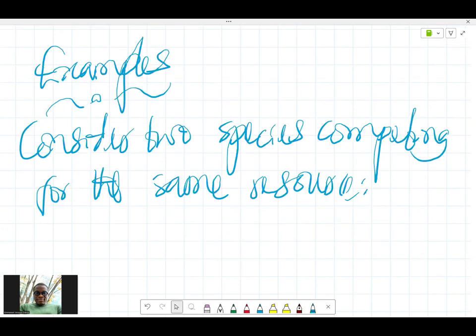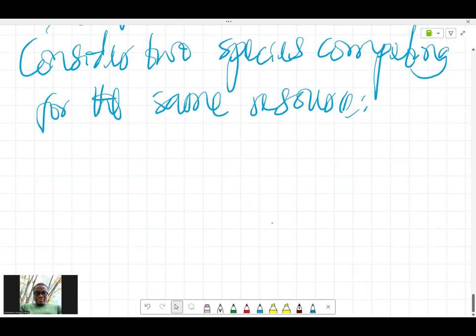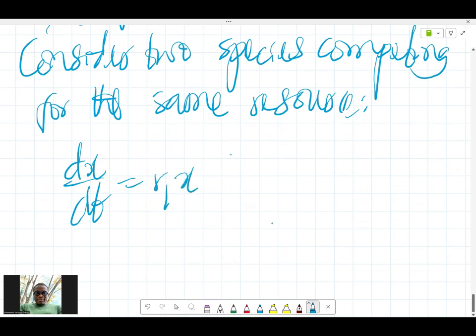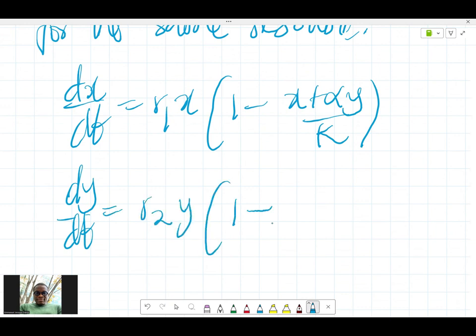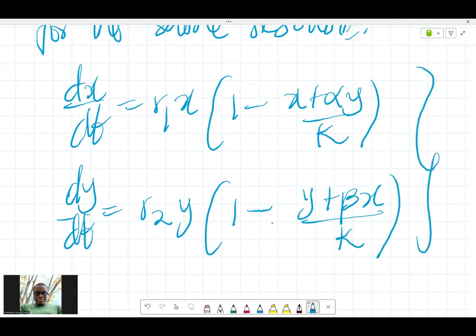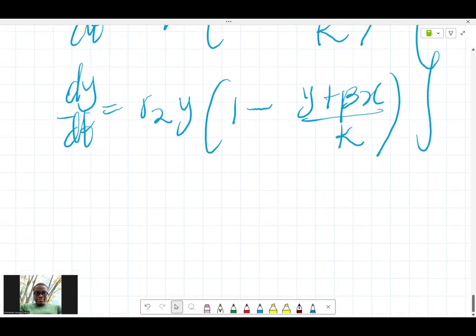That's a biological thing, right? But we can translate it to math this way. We have dx dt equals r1 x into (1 minus (x plus alpha y) all over K). And then you also have dy dt, for the two species competing for the same resource, equals r2 y into (1 minus (y plus beta x) all over K). So this is a competition system.